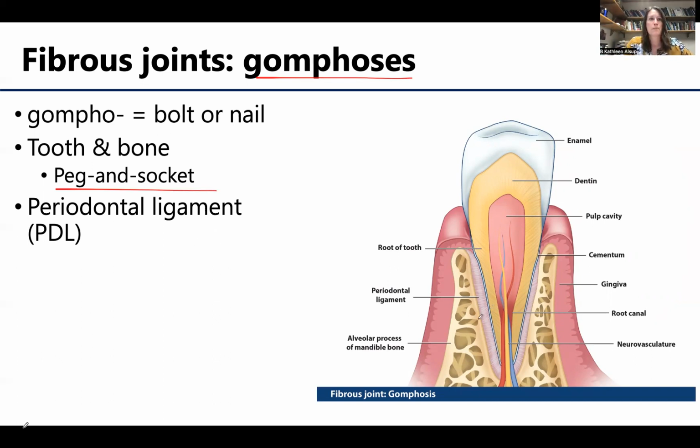Now, the fibrous portion that's connecting the tooth and the bone is called the periodontal ligament, or the PDL. So you can see that here, between the bone and the tooth throughout the entire region. So this is a gomphosis, again, one of the more unique ones because it's not between a bone and a bone.